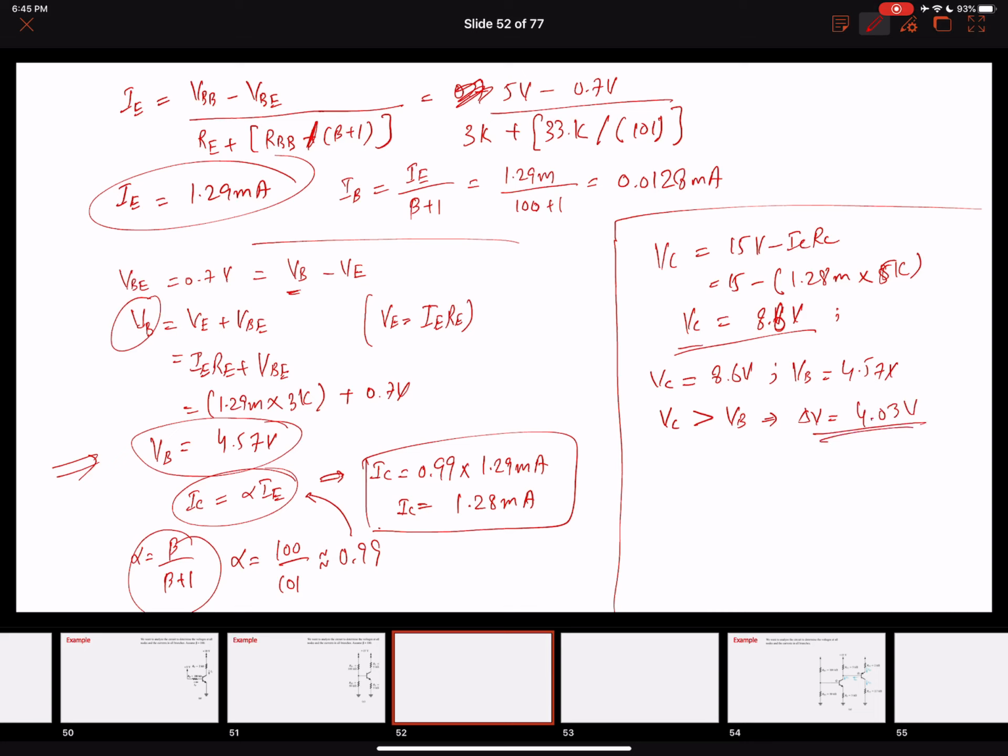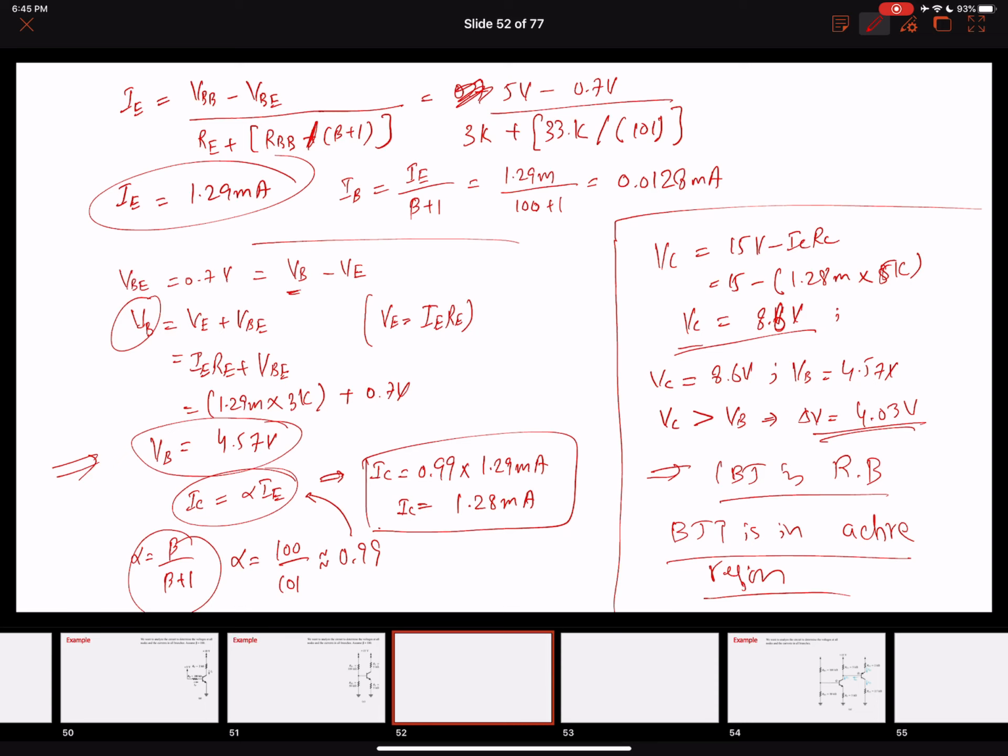So this means that our collector terminal is at a higher potential by 4.03 volts compared to the base terminal, which means that the collector to base junction is reverse biased and our BJT is in the active region of operation. So this verifies our assumption and this solves this question as well.